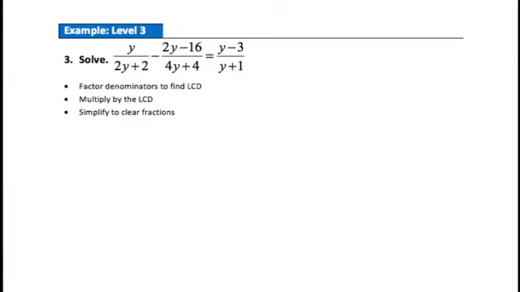Another thing now, once we get binomials in the denominator, we're also going to have to factor them first to find the LCD. It's going to be a little bit harder here to find the LCD. So let's take a look.